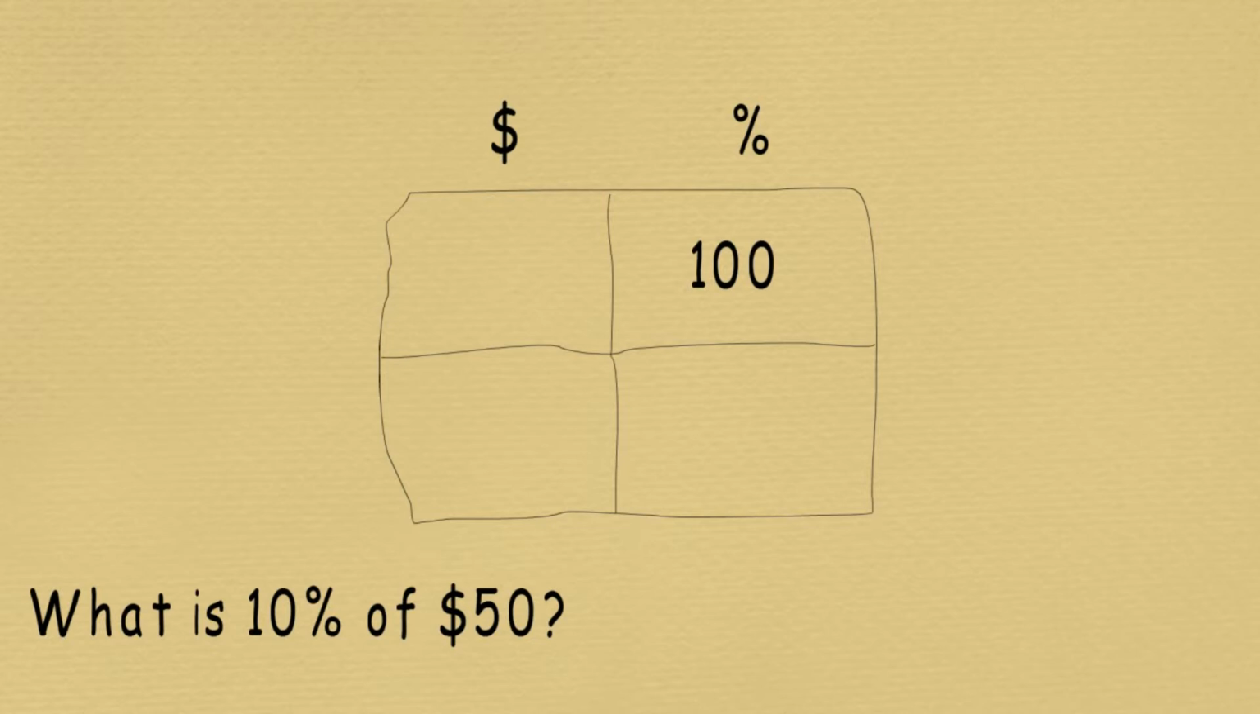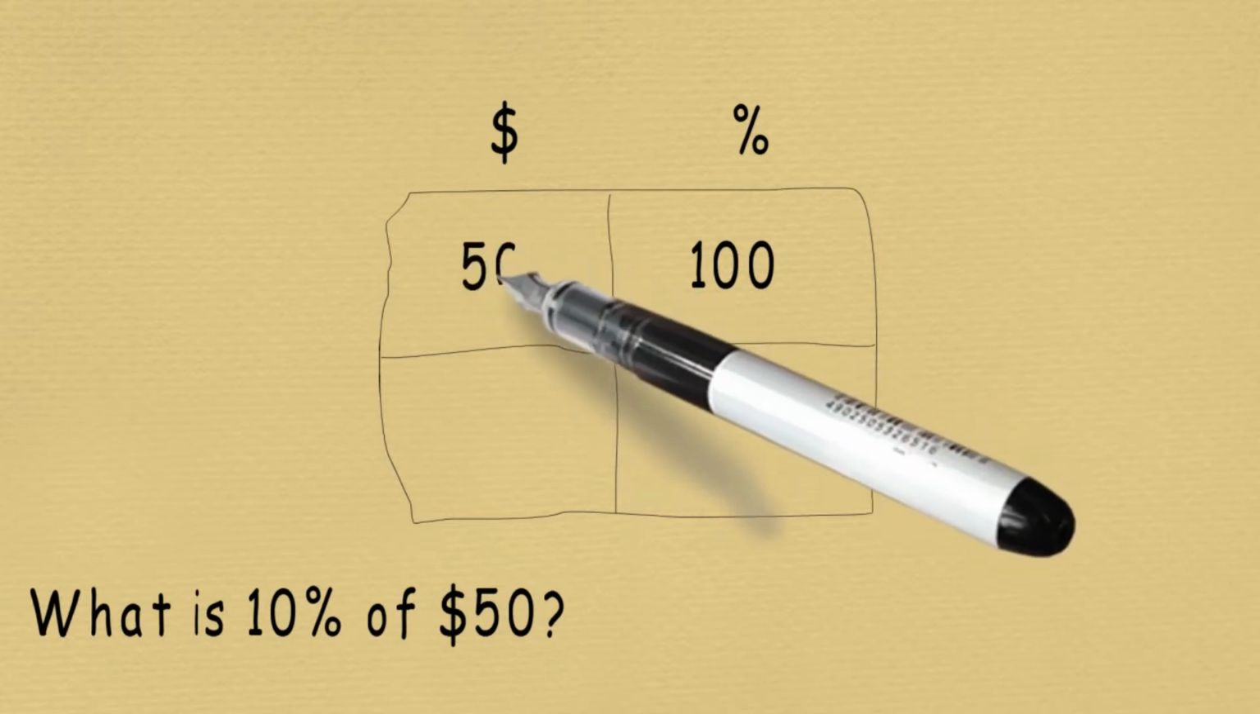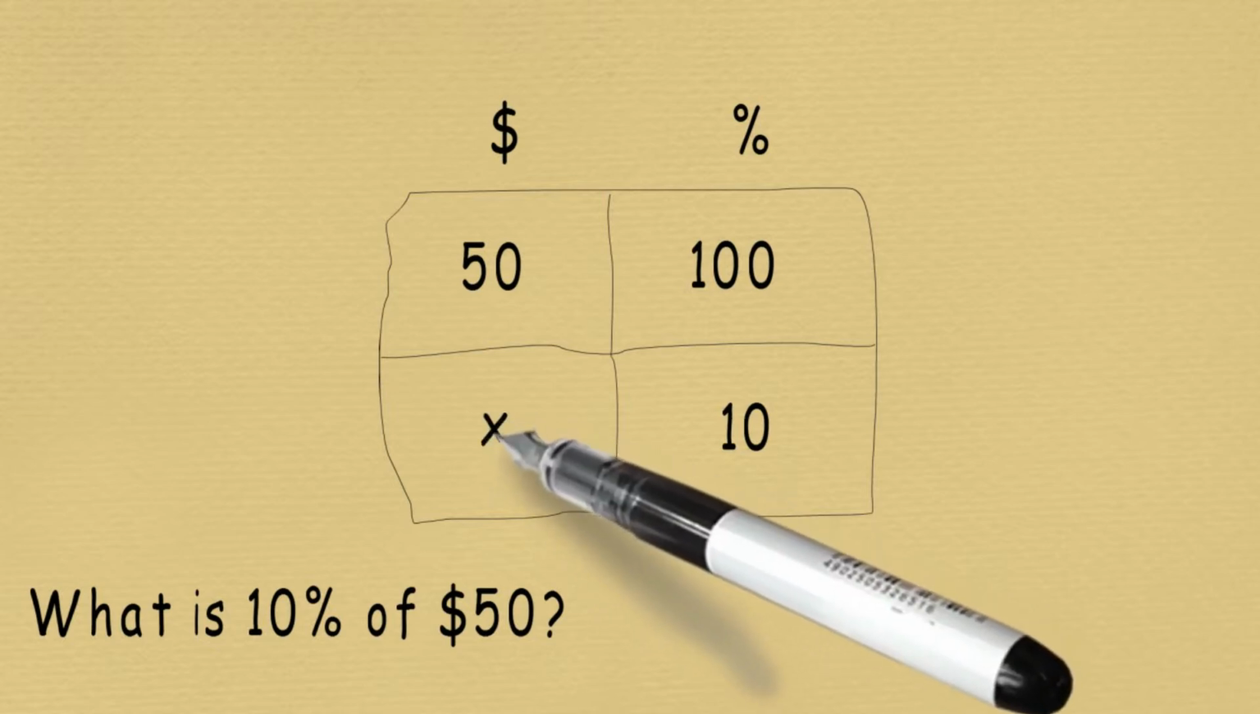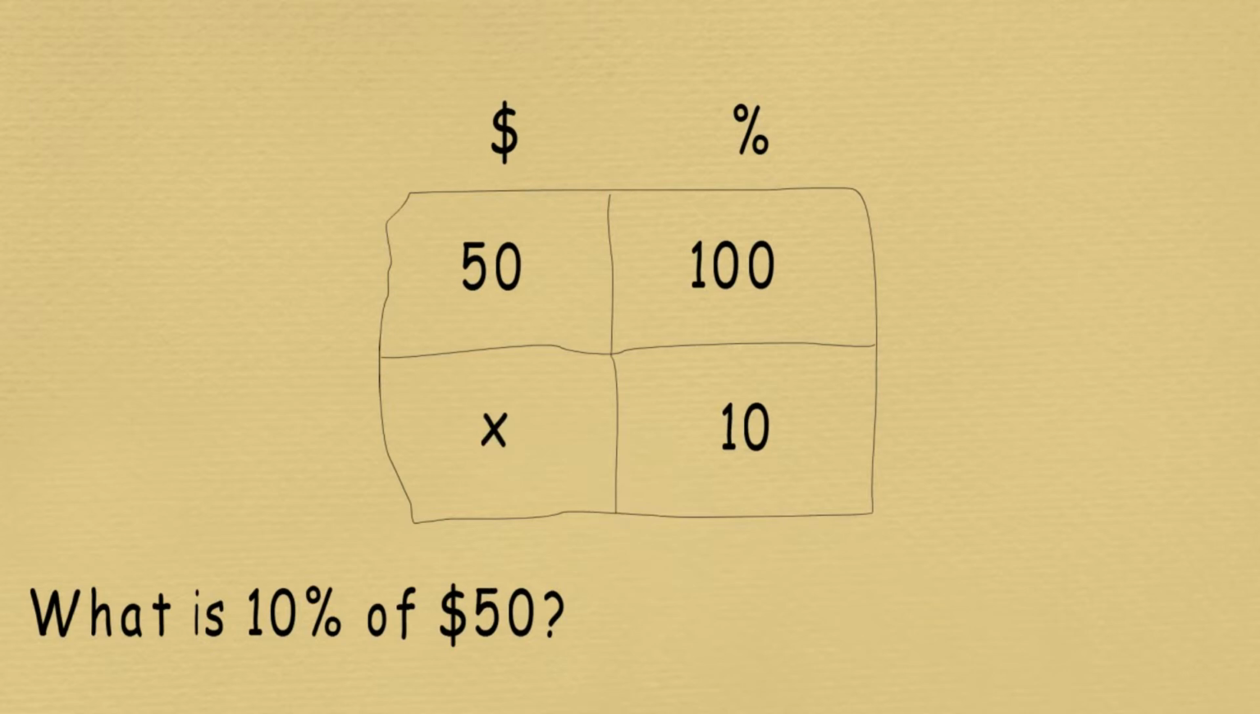And I'm going to write it in the column reserved for money. So I'm going to write it next to 100 in the column reserved for money. There it is, 50. Okay, now I'm looking at the question again and I see 10%. So 10% is the quantity that refers to percentages. So I'm going to write 10 in the column reserved for percentages. So that's going to be right underneath the number 100. There it is. So now I'm going to write X for the quantity I'm trying to solve for.